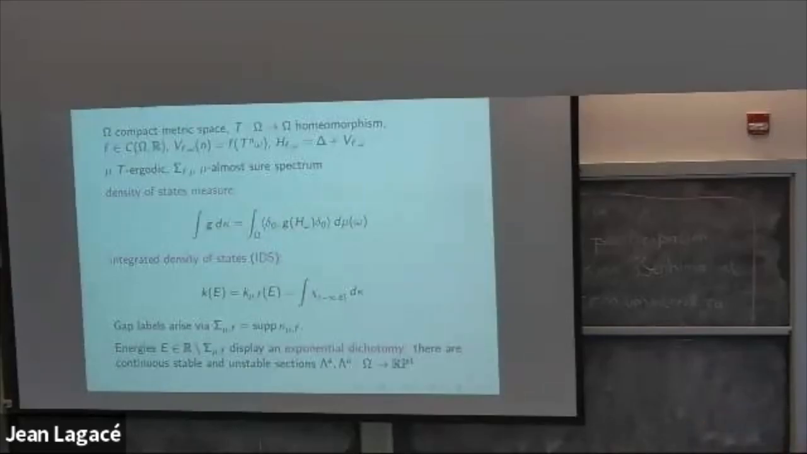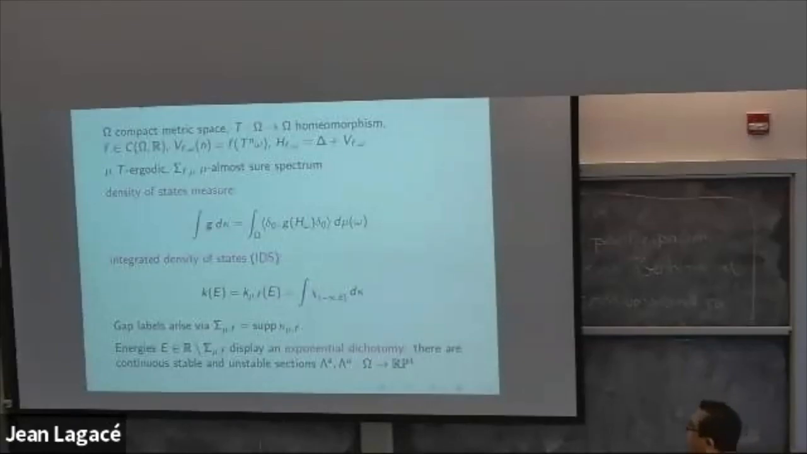Okay. On that almost sure spectrum, you have a probability measure that is defined by averaging the spectral measure of delta 0 with respect to the ergodic measure. So this density of states measure is the mu average of the spectral measure of delta 0. And its accumulation function, the weight it assigns to the interval from -infinity to E, is called k of E and defines the function k, which is the IDS, the integrated density of states.